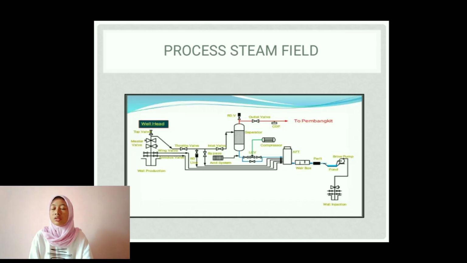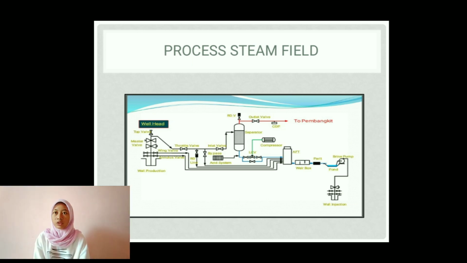Okay, and third, the steam field process. Steam is taken from a production well with a depth of 2,000 to 3,000 meters from the ground into base condition. The resulting steam then flows into the separator. In the wet steam system, the separator separates the fluid into steam and brine.